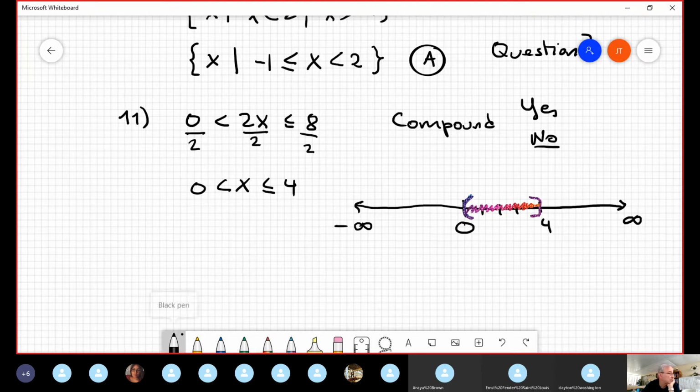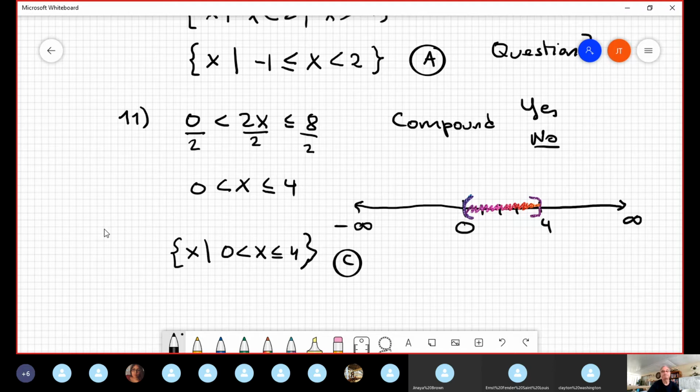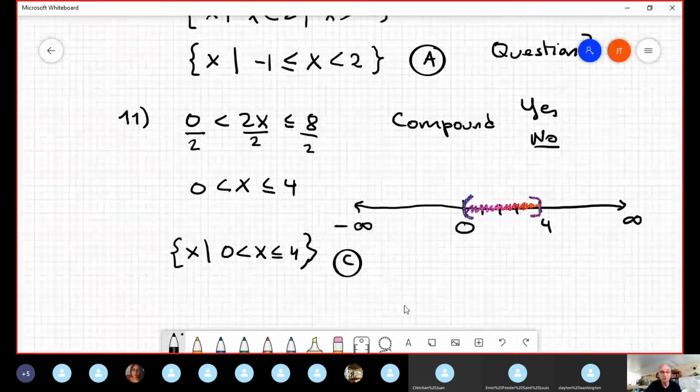The way to express it in set builder notation is curly bracket, x such that, and you copy that: 0 less than x less than or equal to 4. This is set builder notation. In this case, corresponding with option C, I suppose. Option C. Any question? No question.